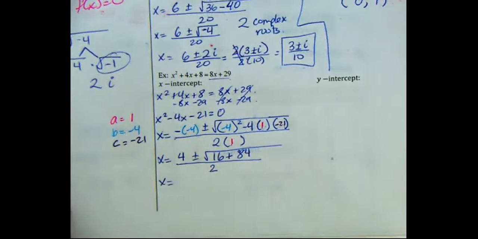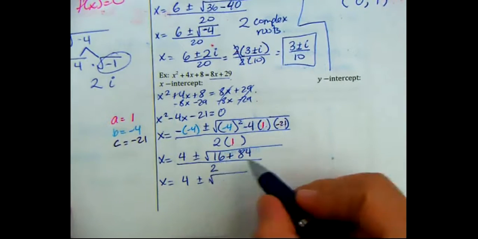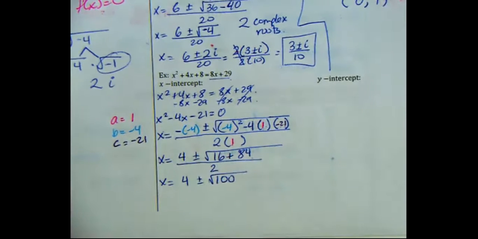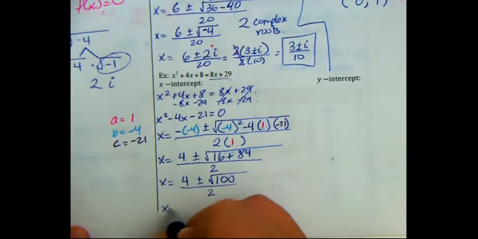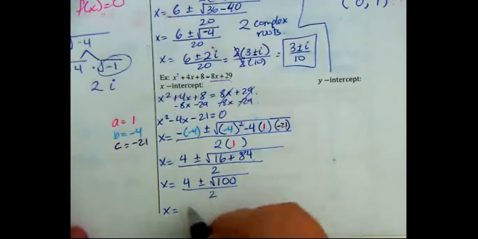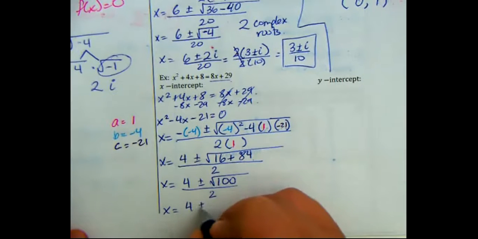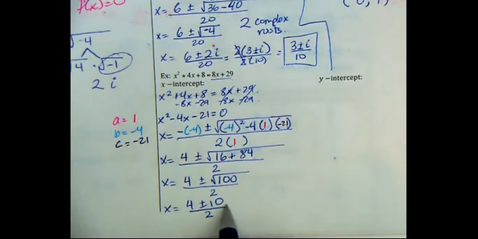Keep simplifying here. I have 4 plus or minus, well, 16 plus 84 is 100. So I have the square root of 100 there, all over 2. So when I take the square root of 100, that's actually a real number, right? I can take the square root. So I have 4 plus or minus 10 divided by 2. But I don't leave it like that because there's no i there.